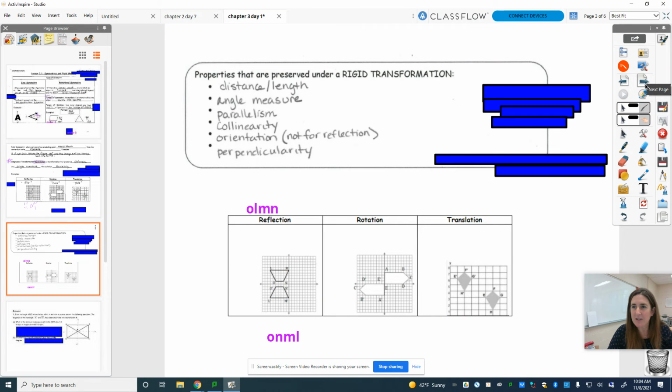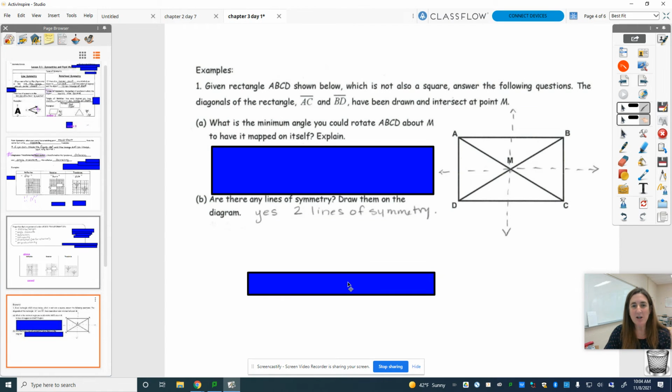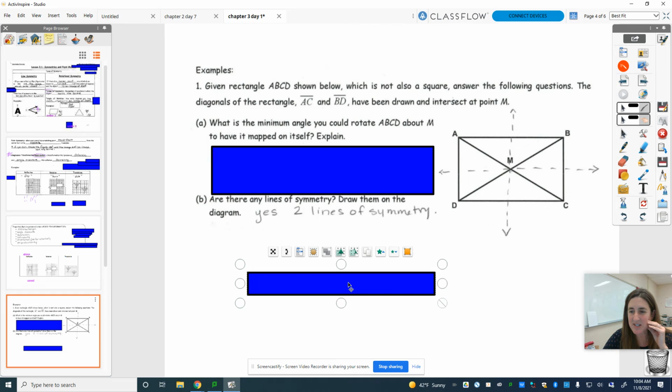Okay, so let's try some examples. Let's look at number one. Oh, can we do B first? Because I already did it. Okay, so it says, are there any lines of symmetry? And if so, draw them on. Oh, I drew two in. There are two lines of symmetry in the picture.